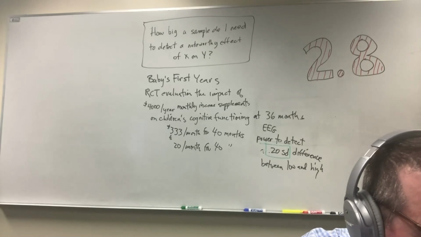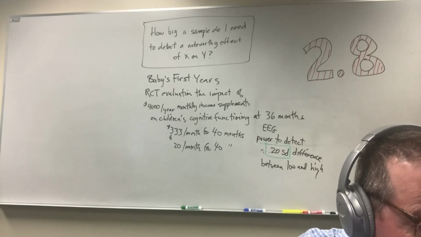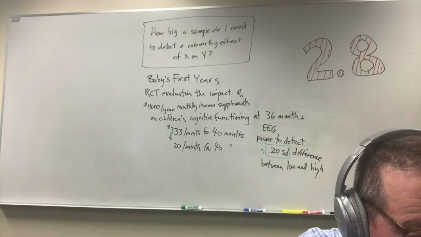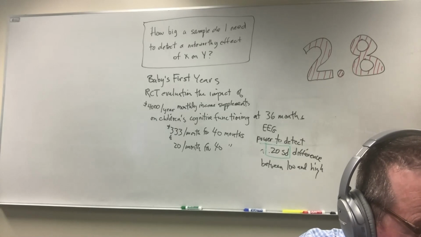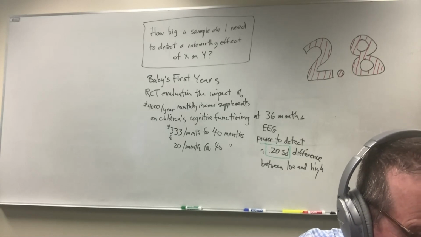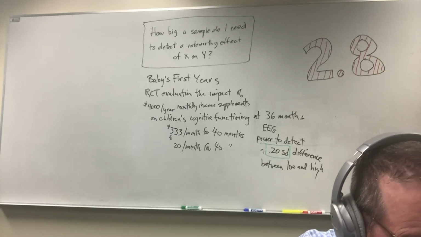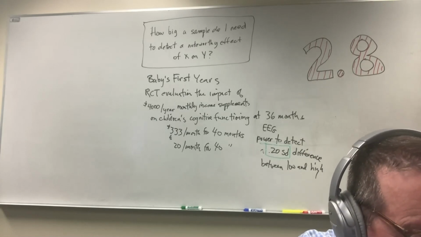Let's say 0.4. Can you detect? Let's go back to a 1-to-1 allocation here. No, you can't. You don't have the power to detect 0.4. How about 0.45? Nope. How about maybe 0.48?